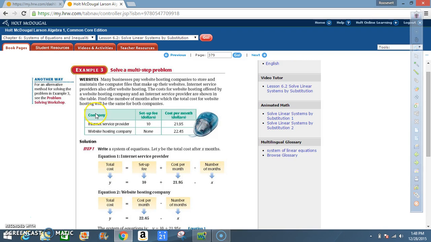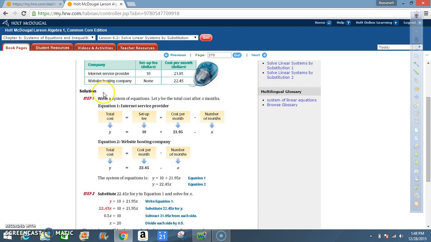Here's our table: company, internet service provider, and website hosting company. Setup fee in dollars. The internet service provider charges $10. The website hosting company charges nothing. Cost per month. The internet service provider charges $21.95 per month, and the website hosting company charges $22.45 per month.